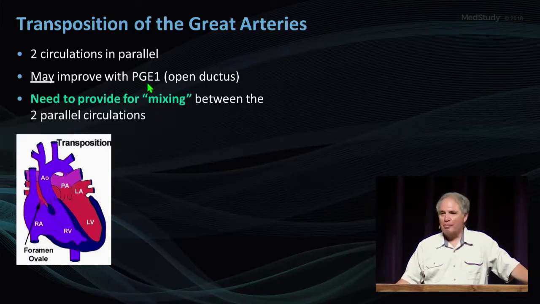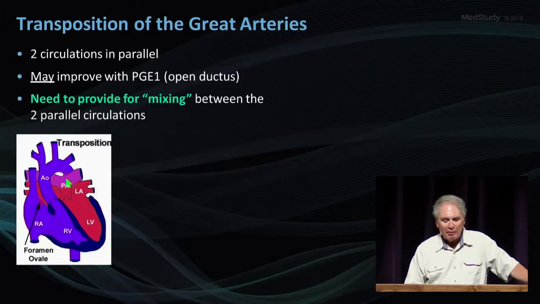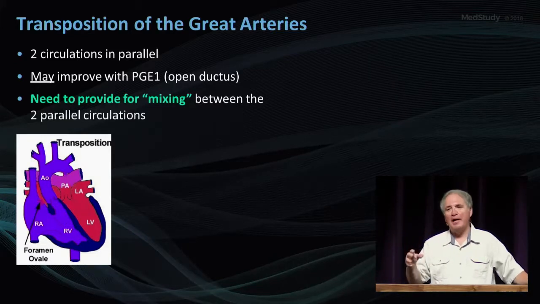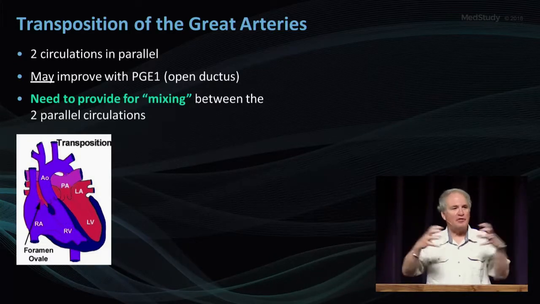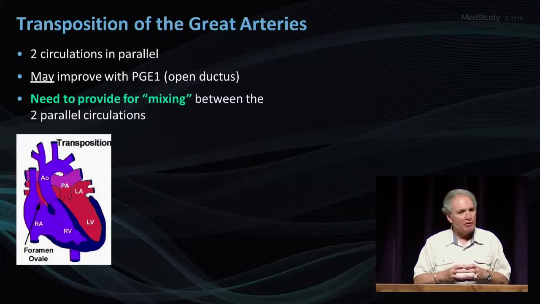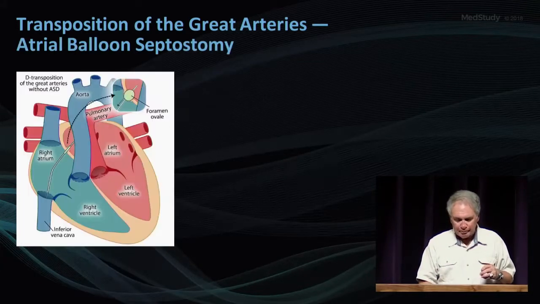Opening the ductus with prostaglandin can help a little bit. You can get some of the blue blood to go into the pulmonary artery to get oxygen, and some of the oxygenated blood here go out to the aorta, but it's usually not enough to help. And usually we have to do something else to get the two sides of the heart connected. And this is often an emergency procedure performed by cardiologists.